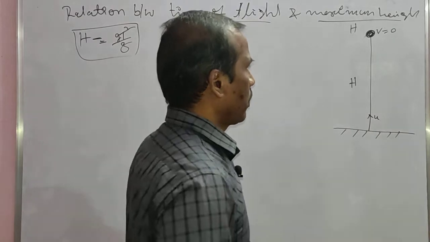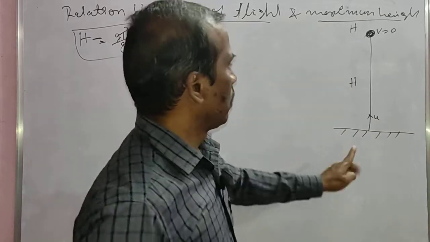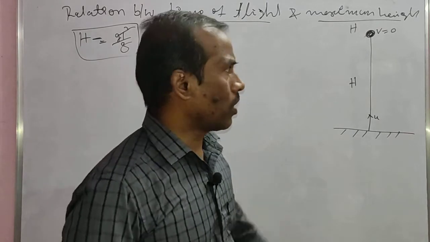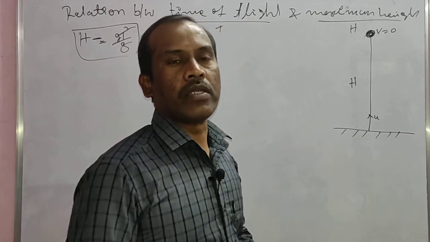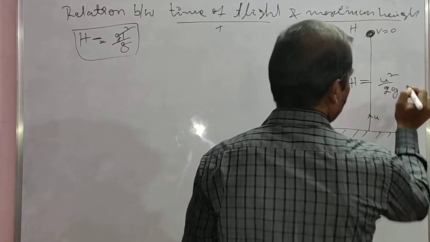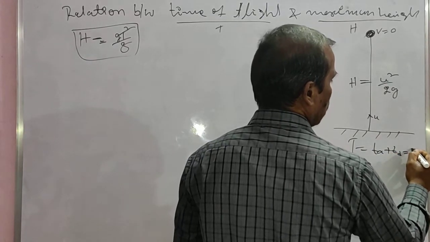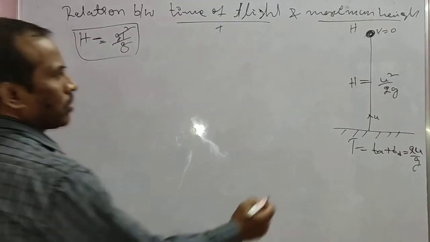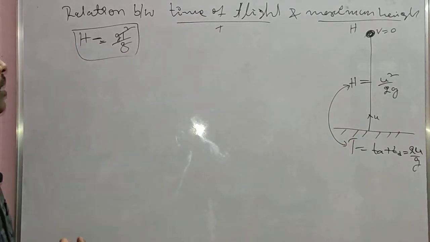So at the maximum height h, the body reaches the point O and comes back to the point of projection; the total time is the time of flight. That means the sum of the time of ascent and the time of descent is equal to the time of flight. So maximum height is equal to u square by 2g. Time of flight T is equal to ta plus td is equal to 2u by g. Now prove the relation between maximum height and time of flight: h is equal to g T square by 8.